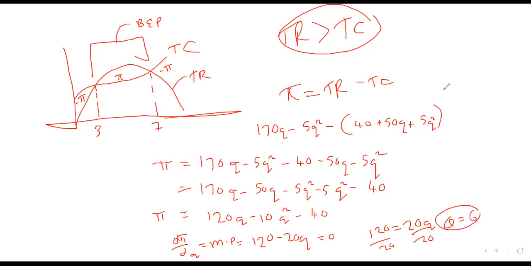So since our price was given as 170 minus 5Q, you can also calculate the price to maximize the profit. So if we put our 6 there, we're going to have 170 minus 30, because 5 times 6 is 30. So the price to maximize our profit will therefore be 140. So this is how you get your max under optimization.